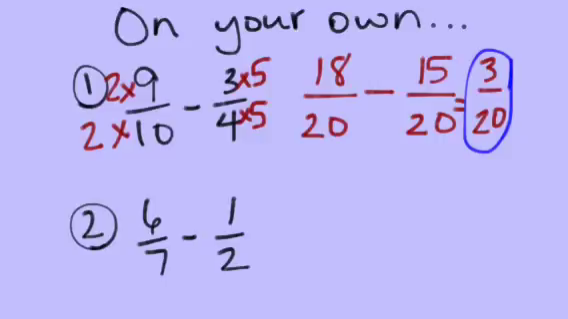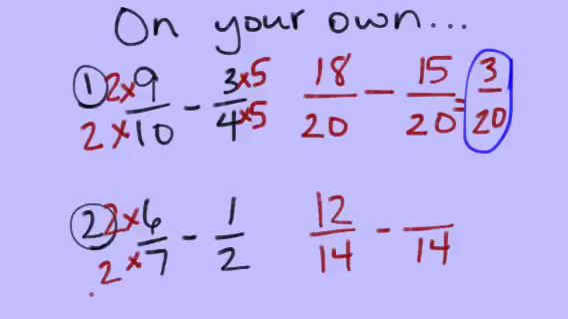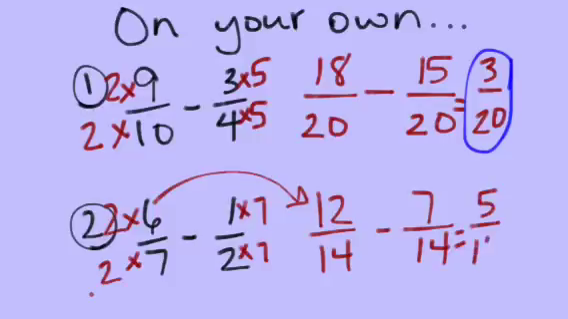All right, number 2. I have 7 and I have 2. I hope you decided to go with 14ths. Let's make this side into 14. 7 times 2 is 14, so do the same on the top. That becomes 12/14. And then 1/2, I would multiply by 7, so that's 7/14. When I subtract, 12 minus 7, that's 5/14.